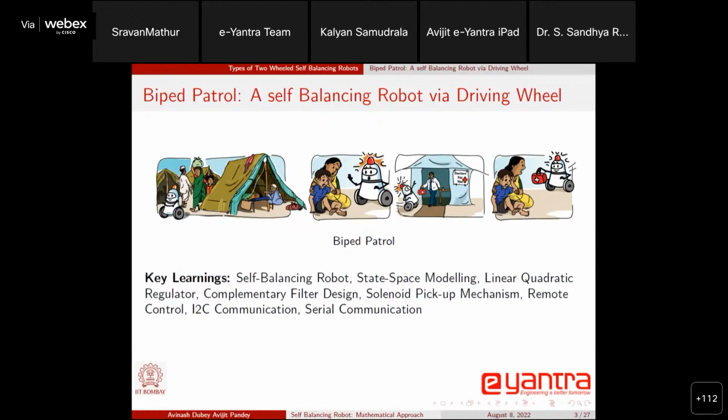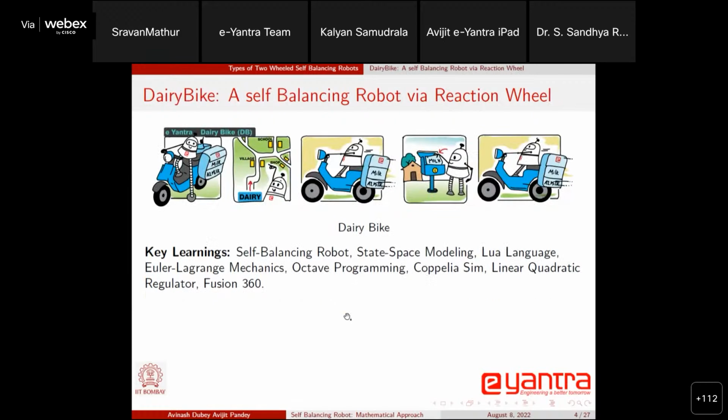So this was introduced in one of the themes in the e-Yantra robotics competition in 2019, where we introduced it with the name of biped patrol. Now we'll go to the second type of self-balancing robot, which we introduced last year in our theme known as dairy bike.